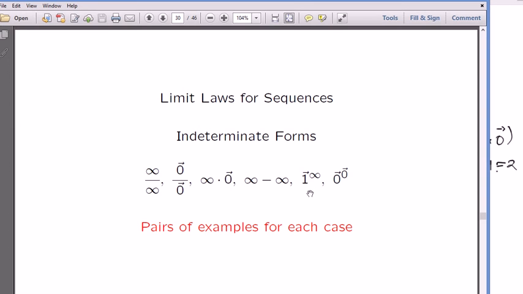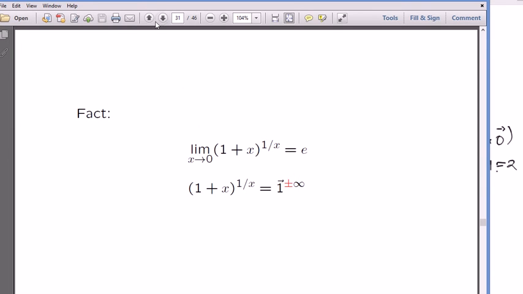All right, here's the thing, the next one. This I find is a bit harder, 1 to infinity. And it's actually a famous example. Do you agree that inside 1 plus x approaches 1 as x approaches 0, right? And what about the exponent there? As x approaches 0, that approaches positive infinity or negative infinity, depending on whether it's from the right or left. And what happened to that particular example?